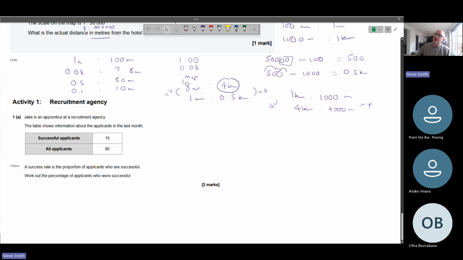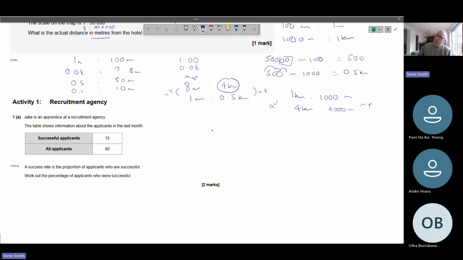Jake is an apprentice at a recruitment agency. The table shows information about applicants last month. 15 successful applicants, and all applicants was 80. A success rate is the proportion of applicants who are successful. Work out the percentage of applicants who are successful.